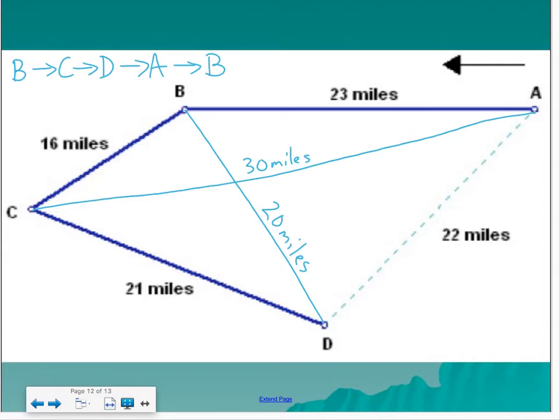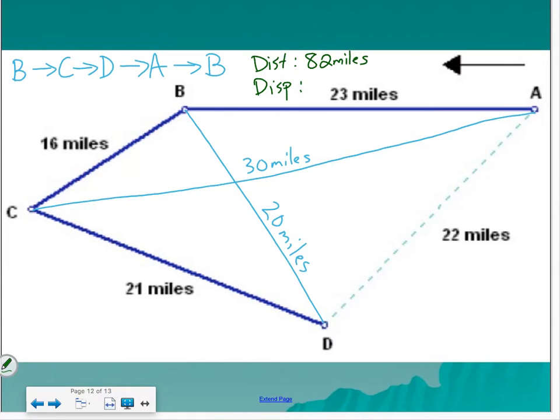Starting out, B to C is how far? 16. 16 miles, B to C. And then from C to D, it's 21 plus 16, which we are now at 37. 37. Good. So now we're at D. D to A, 37 plus 22. 59. And then from A all the way back to B, 59 plus 23. 82. 82 miles.